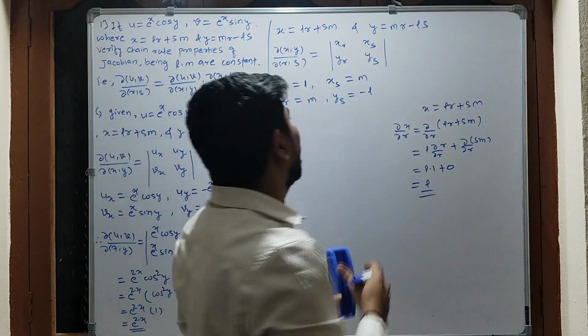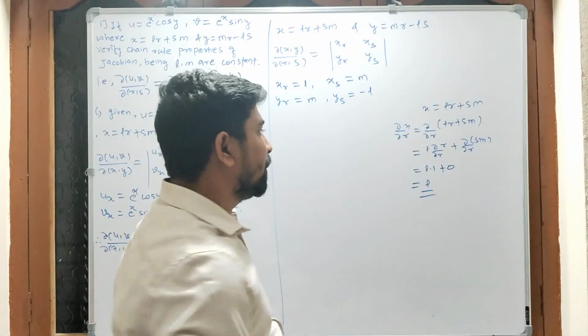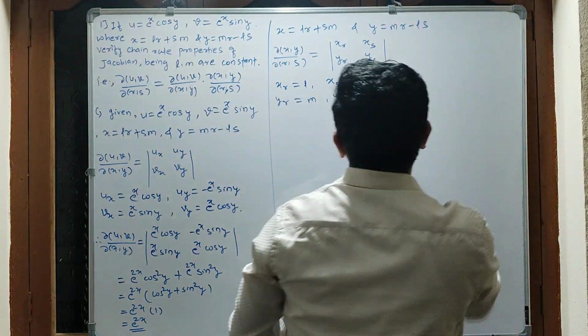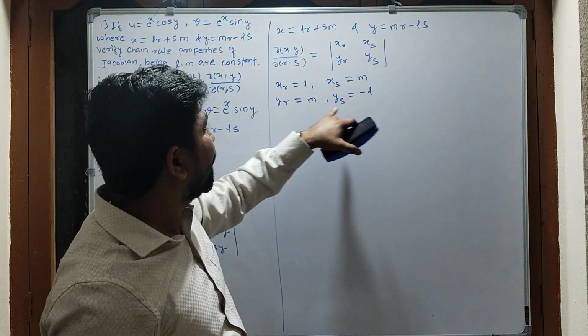In this way we can calculate. But it is not possible to write each and every step. So this is my xr, xs, yr and ys.